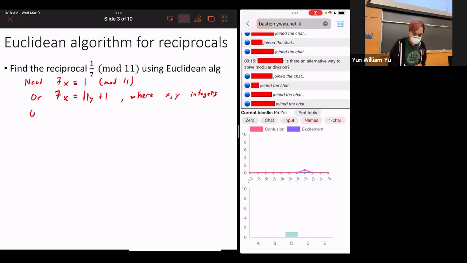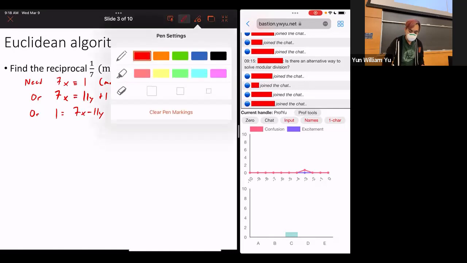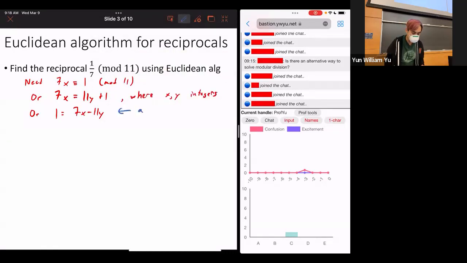But we can rewrite this, right? We can rewrite this as 1 is equal to 7x minus 11y. And now all of a sudden this ought to look a bit more familiar, because what we have now is a combination of 7 and 11 equal to 1. And we now have to solve that. So let's go ahead and solve that.